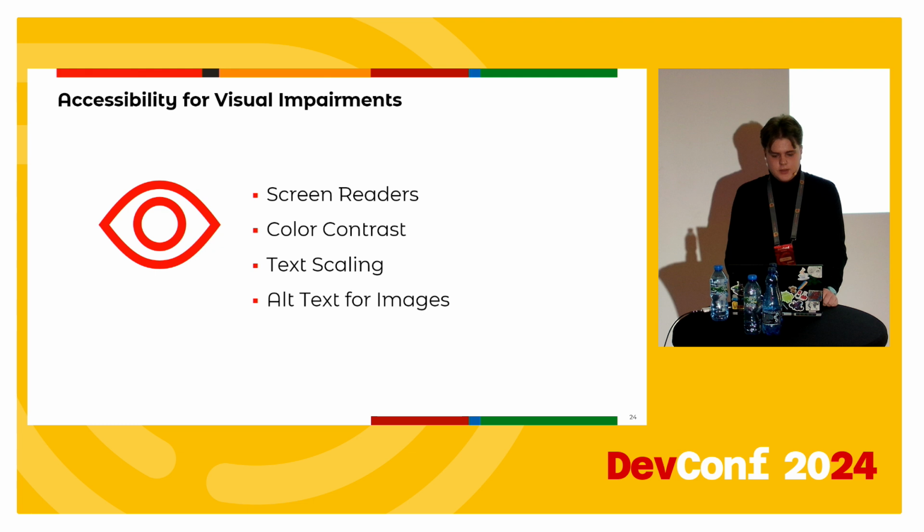Ensure the app is compatible with screen readers like TalkBack. This means properly labeling UI components, buttons, and images using content descriptions. Use high contrast color schemes to improve readability. Avoid flashing elements. Allow users to scale text size and ensure UI elements adjust dynamically. Provide meaningful text descriptions for all visual content.